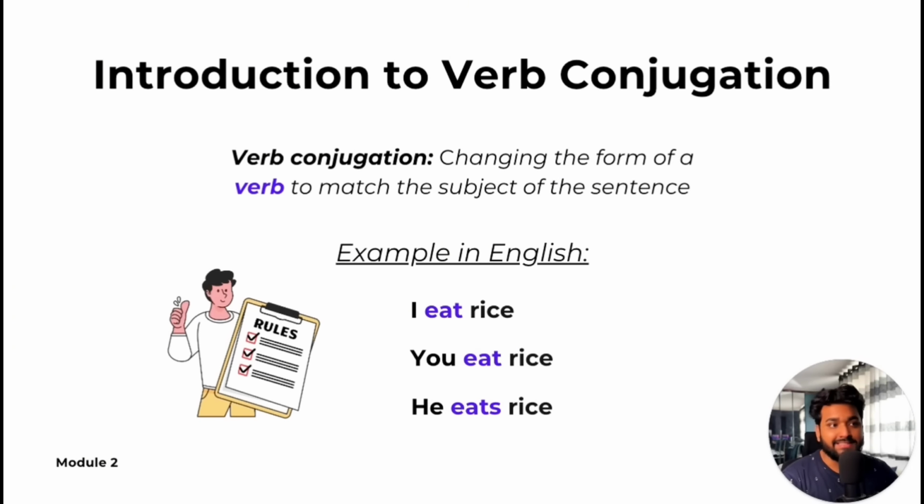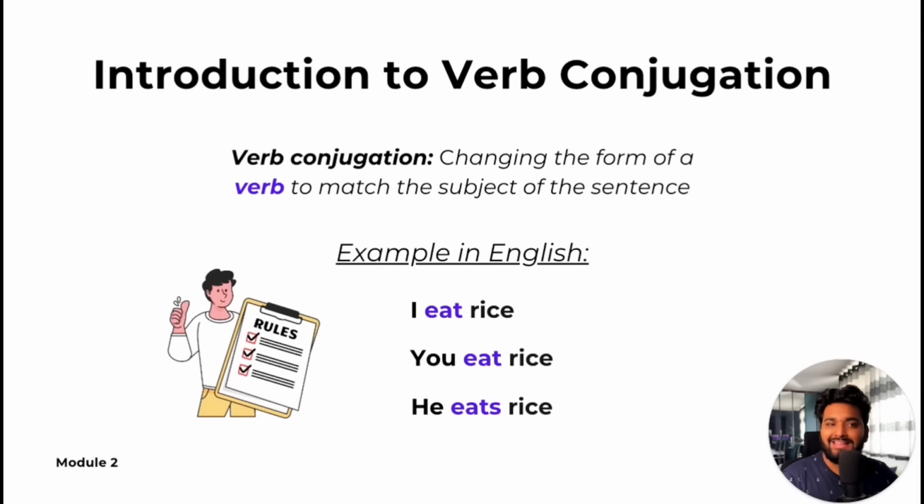Verb conjugation: changing the form of a verb to match the subject of the sentence. Let's see an example in English. I eat rice. You eat rice. He eats rice. You see the difference? For I and you, it was eat, and for the third person singular, he eats rice. This is an English grammar rule for verb conjugation.